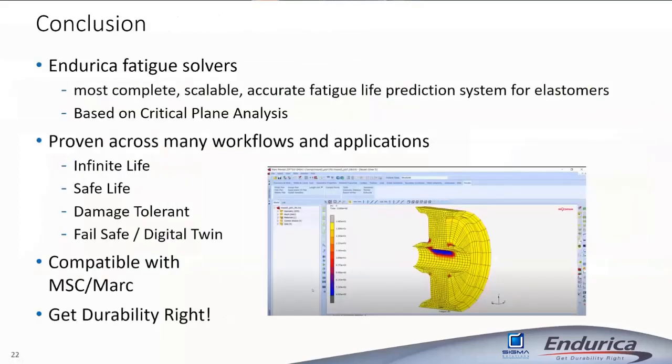So that's 4 examples of different levels of analysis that you can do with this. Our solvers are the most complete, most scalable, and most accurate fatigue life prediction system you can get anywhere. 6 of the top 9 rubber companies in the world are using these tools. It's based on critical plane analysis, the idea that cracks can happen anywhere and in any orientation, and we have to consider all of those possibilities. It's a workflow that's proven across many different applications, from simple infinite life analysis all the way up to a full digital twin.